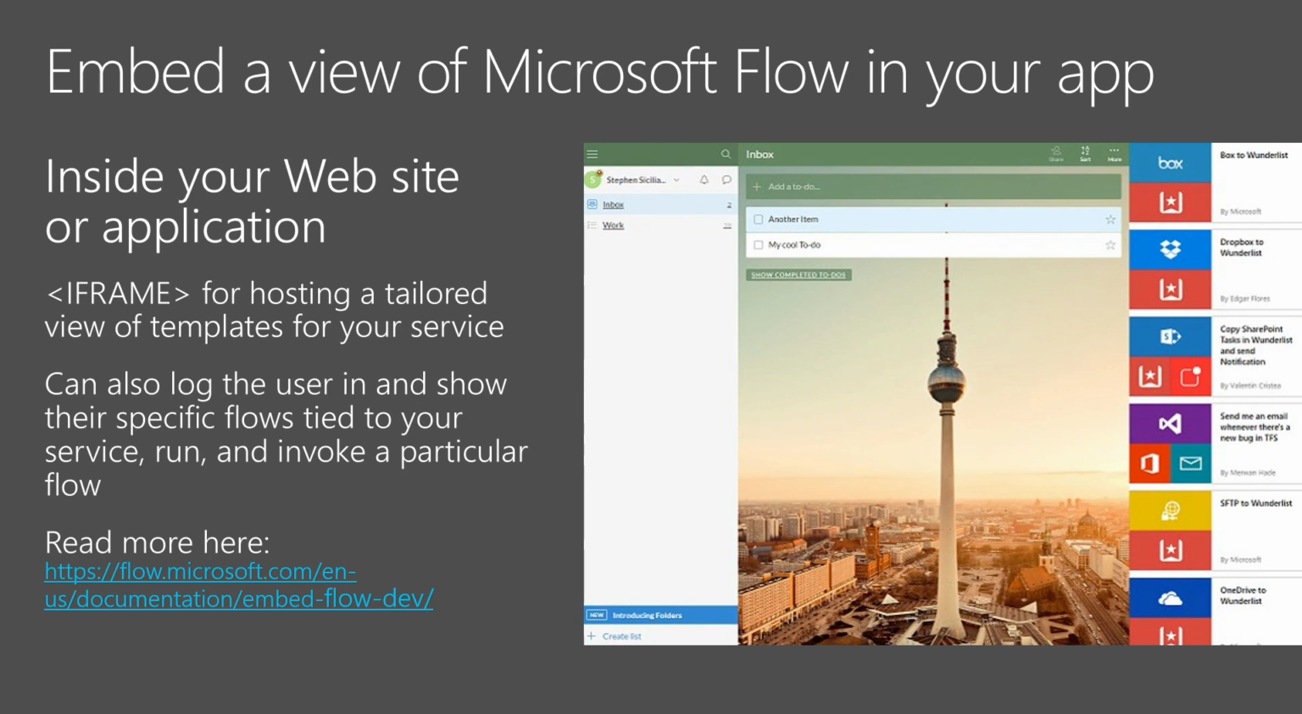So you can have an iframe, which shows you a series of templates. You can also show the workflow designer directly in your application. You can log the user in, show their specific flows, and you can also run flows now directly from within your app. In fact, we've also got our approvals embedded as well. So if you wanted to view your approval requests, send approval requests, etc., you can do that directly from your application as well. You don't have to leave the context of where you're working from.